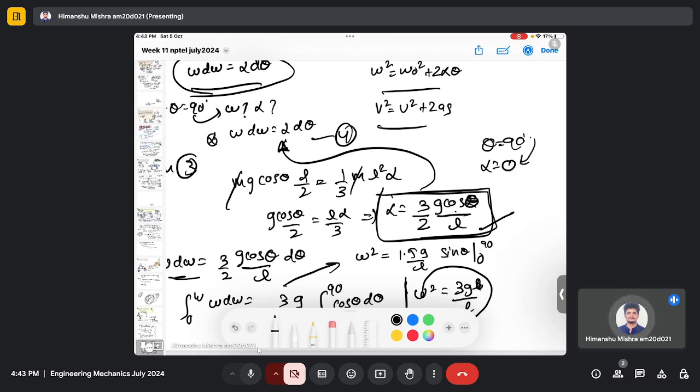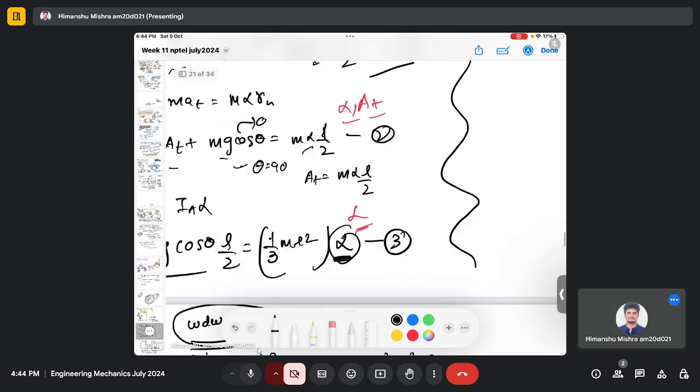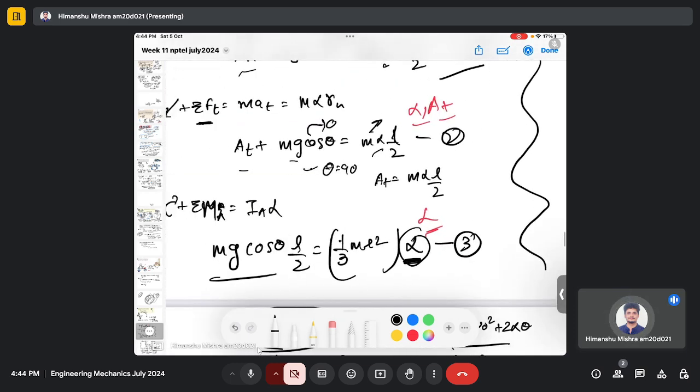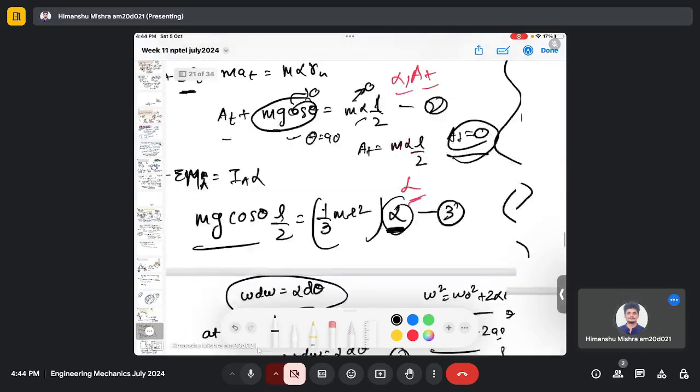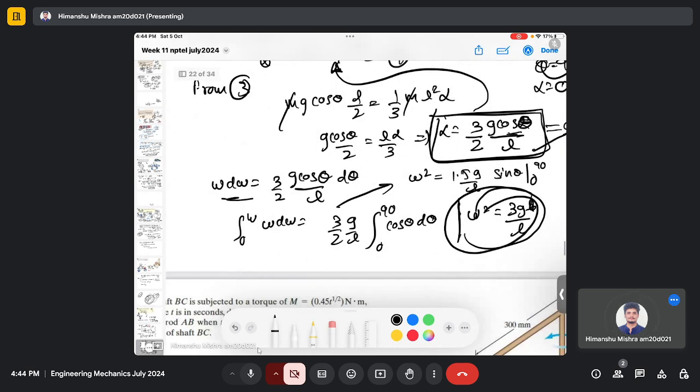Right? So you can see that alpha is a function of theta, so it will be varying with theta. It is not 0 at other theta, but at theta equals 90 it is 0 because cos 90 is 0. So in equation 2, this term is 0 because alpha is 0, and this term is 0 because cos 90 is 0. So my AT will be 0. So AT is 0, AN is 2.5 mg, and omega square is 3g by L.